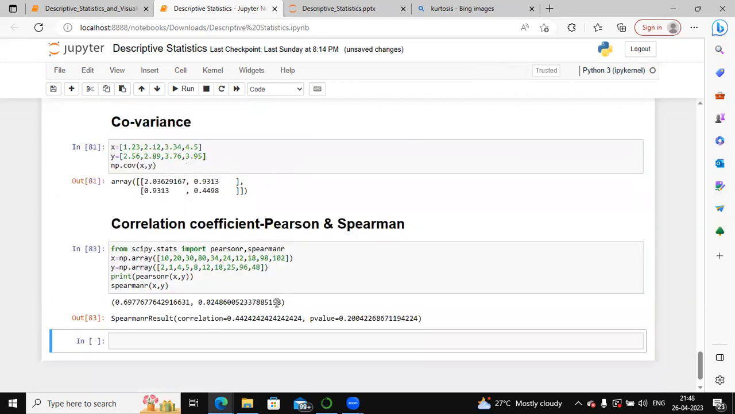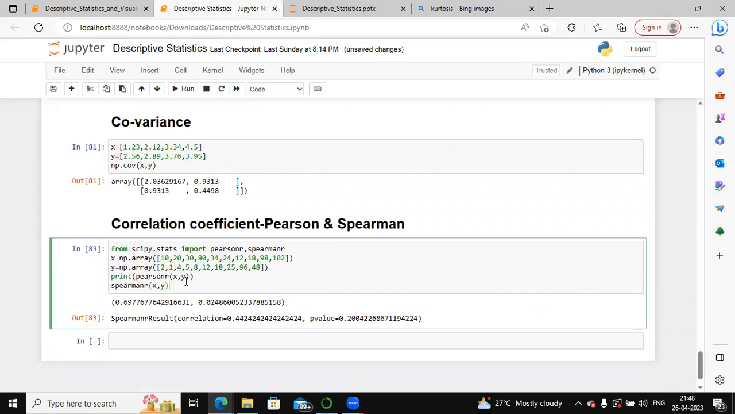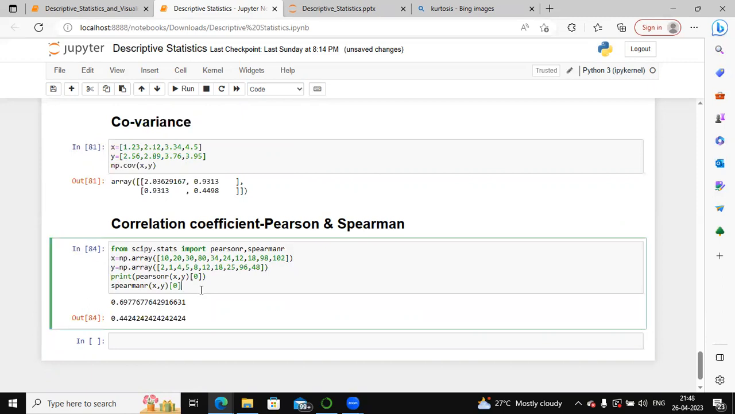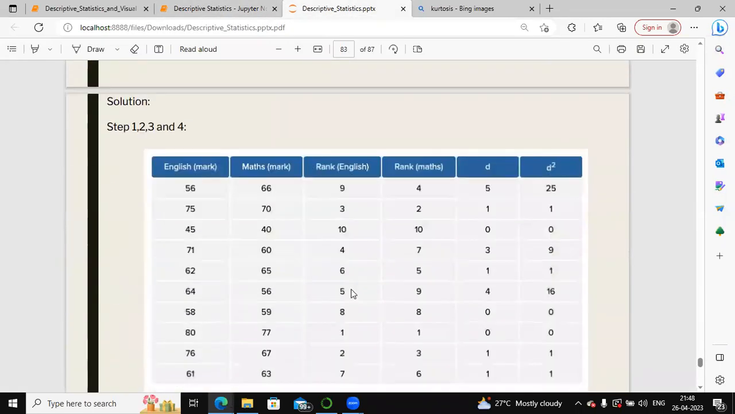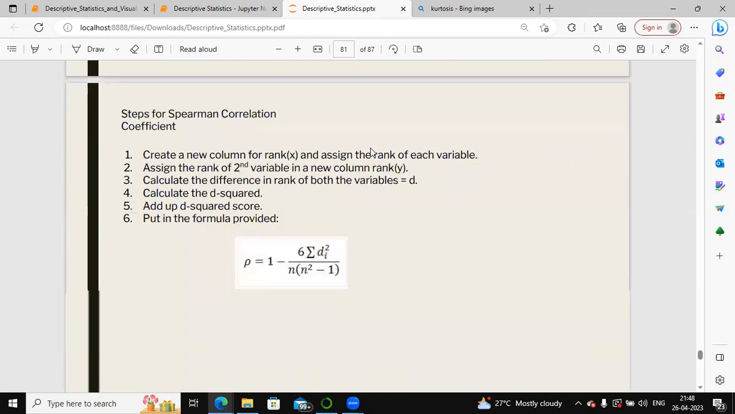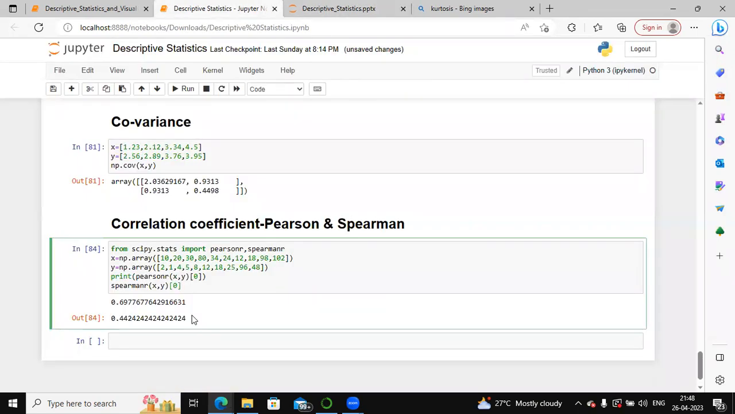So we could see that the Pearson result we got is 0.69. For Pearson, we have to take the 0th index, and as well for Spearman, the 0th index, to get our correlation coefficient. So the correlation coefficient comes out to be 0.69 in our case. And the correlation coefficient for Spearman comes out to be 0.442. So this is all about the descriptive statistics.